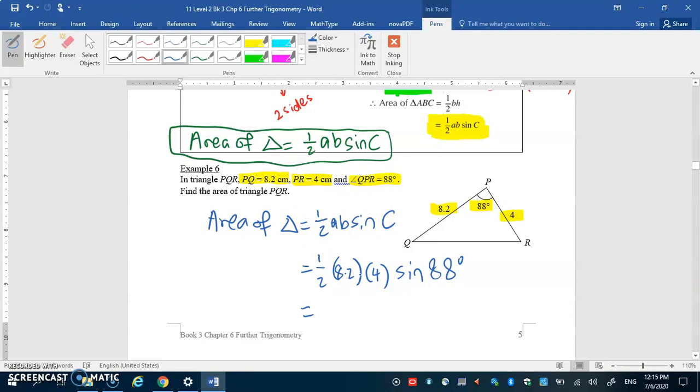And all you have to do is press the calculator: 8.2 times 4 times sine 88. Please confirm that your calculator is in degree mode. Your final answer should be 16.3900, but we will give it to 3 SF. So 16.4 cm squared. Don't forget your units, and write in brackets 3 SF. Okay, very good.